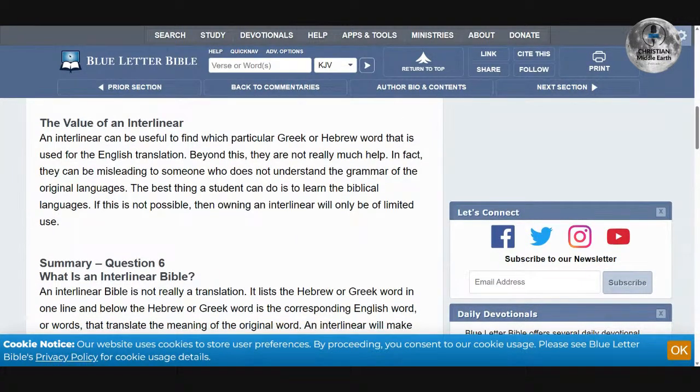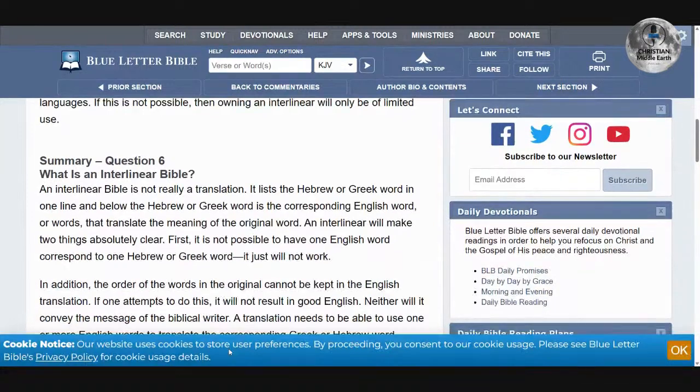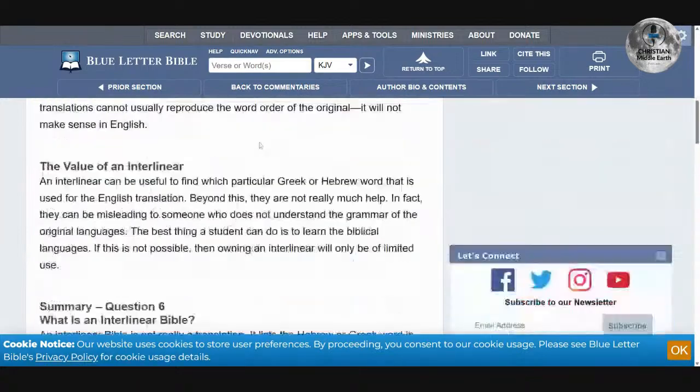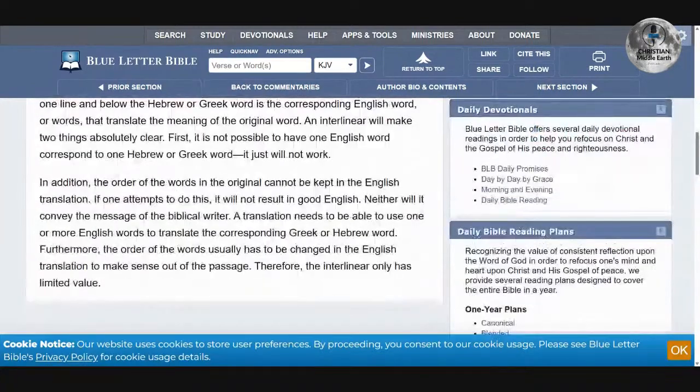An interlinear Bible is not a translation. It lists the Hebrew or Greek word in one line, and below the Hebrew or Greek word is the corresponding English word. So it's essentially doing this, just so you can see the different words and how they are defined. A translation needs to be able to use one or more English words to translate the corresponding Greek or Hebrew word. Furthermore, the order of the words usually has to be changed in the English translation to make sense out of the passage. Therefore, the interlinear only has limited value.